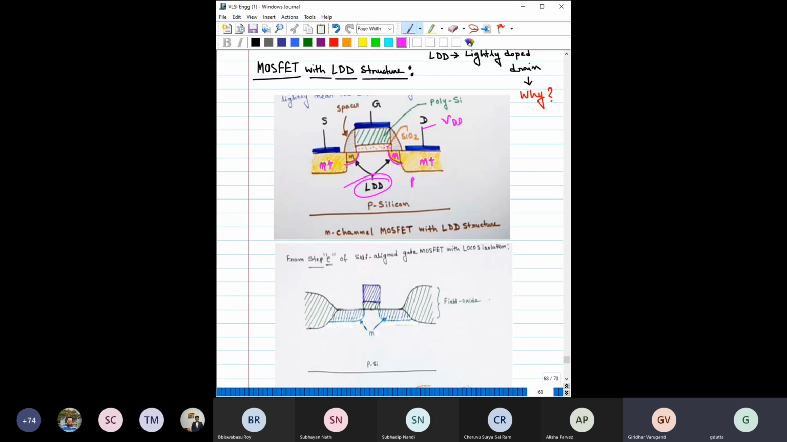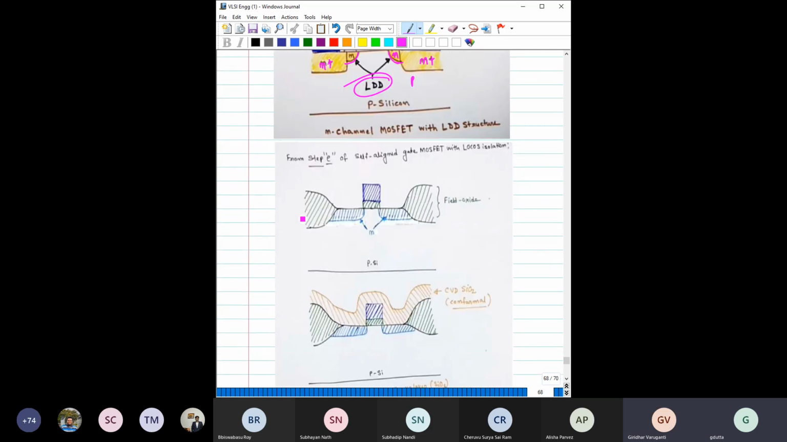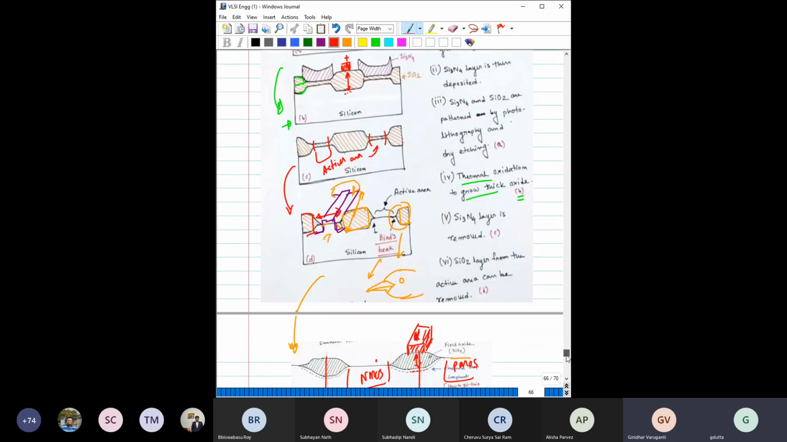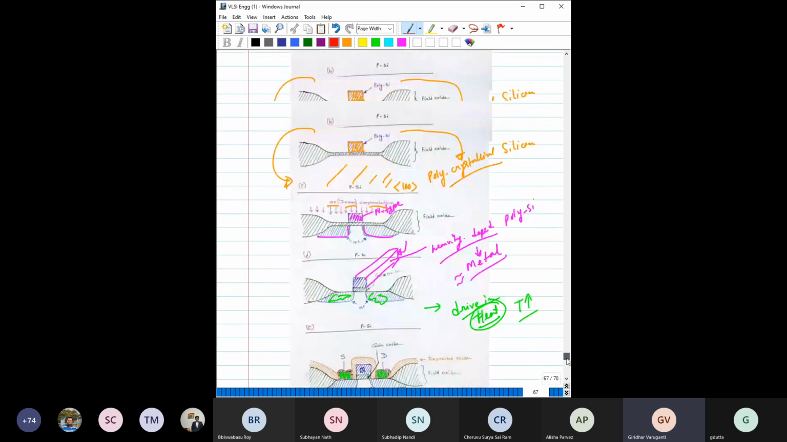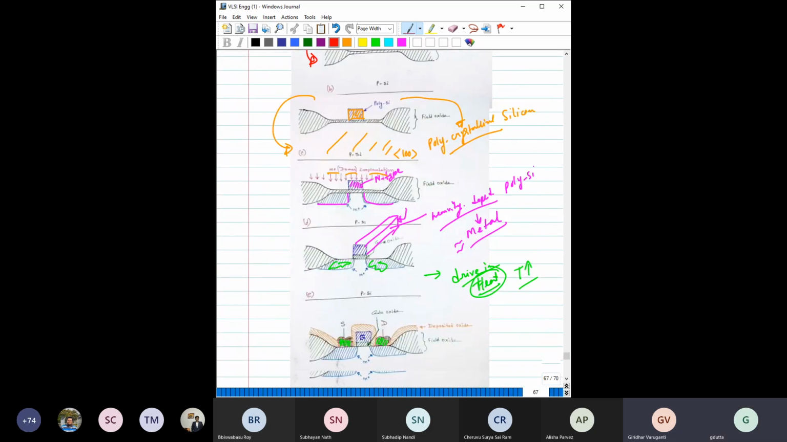Now the question is, how do you make this LDD structure? Not difficult. If you consider our previous discussion, this structure we have already realized in our previous self-aligned process. If you want me to show, I have already written step E from the self-aligned process. So let us go to that step E. So this is basically that structure.